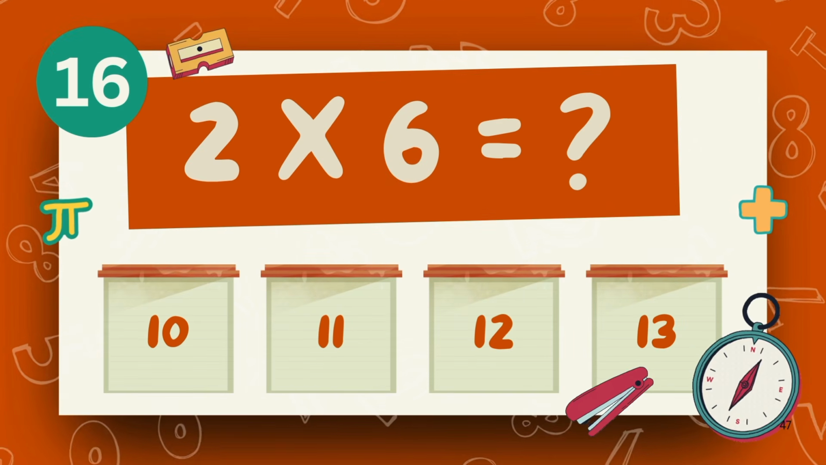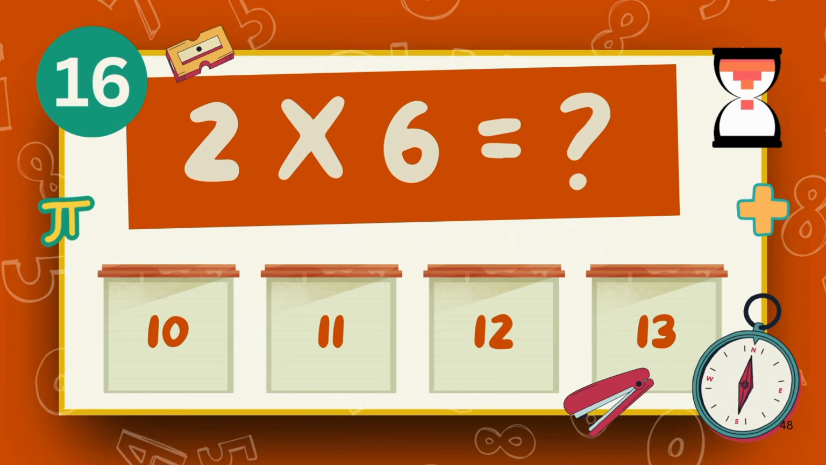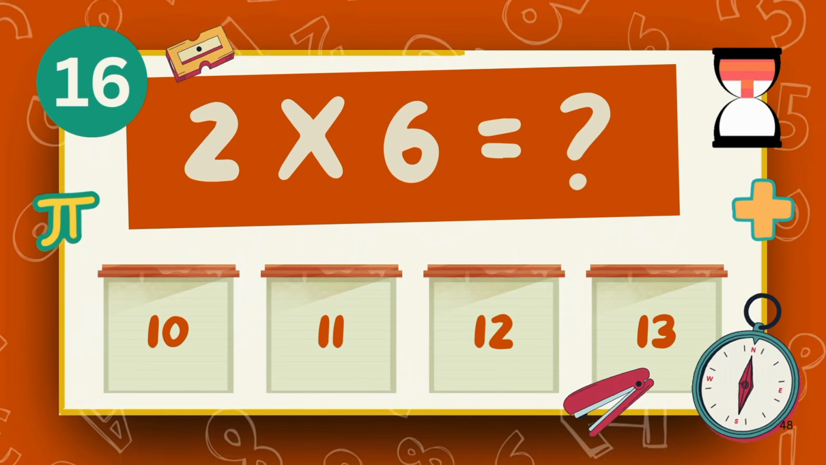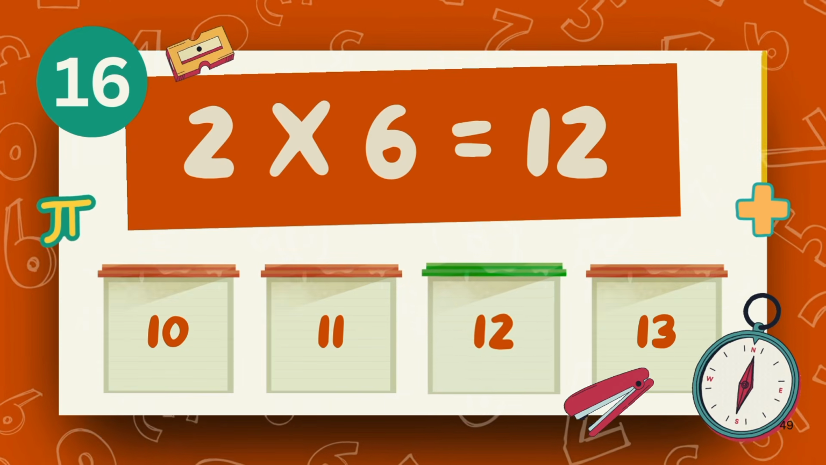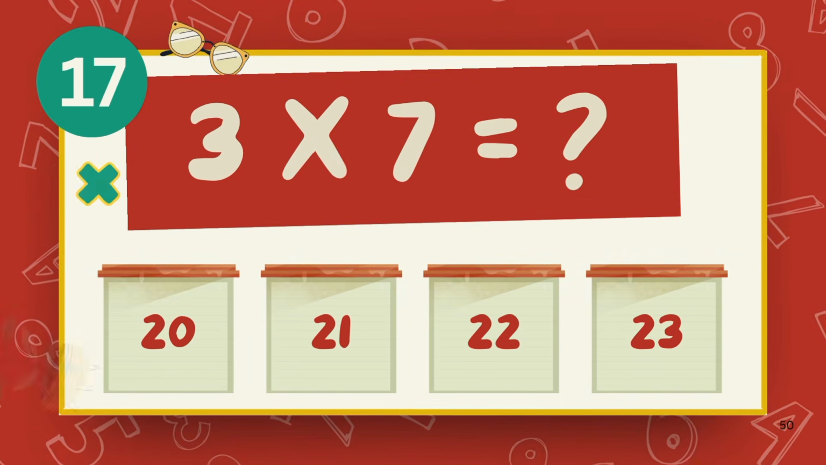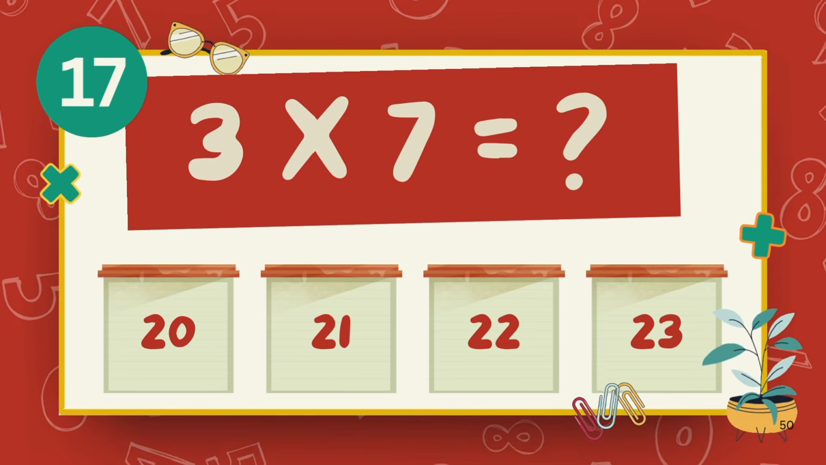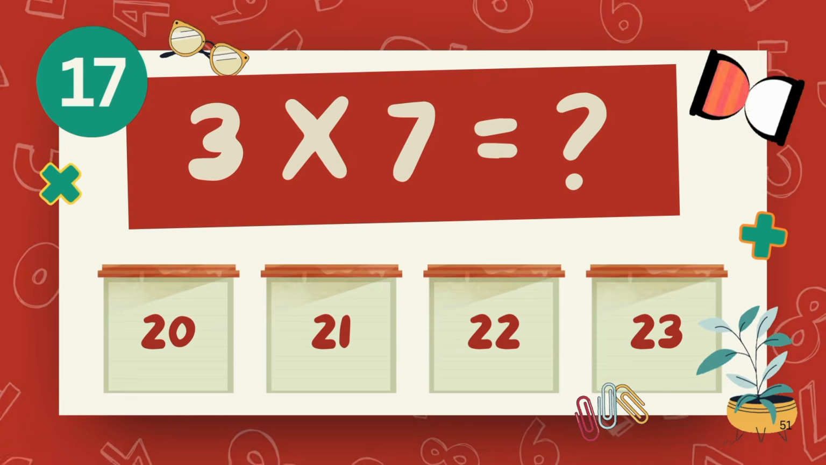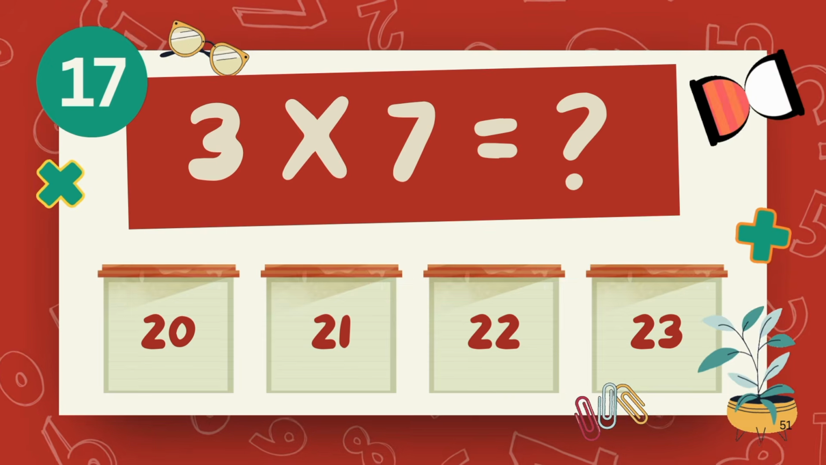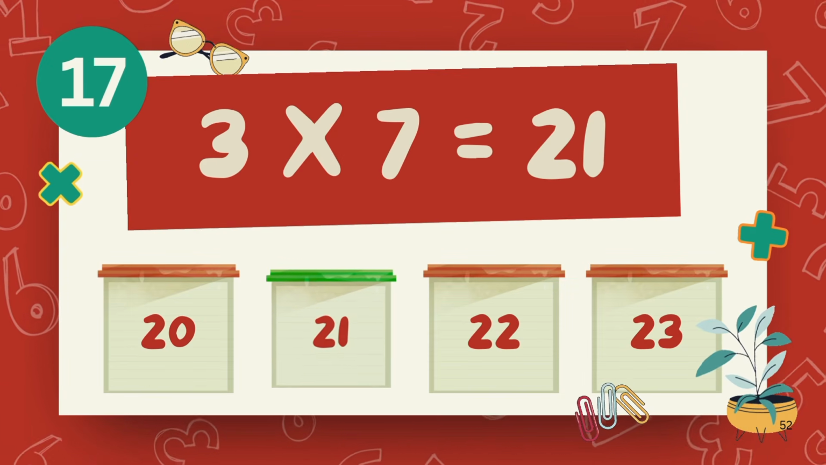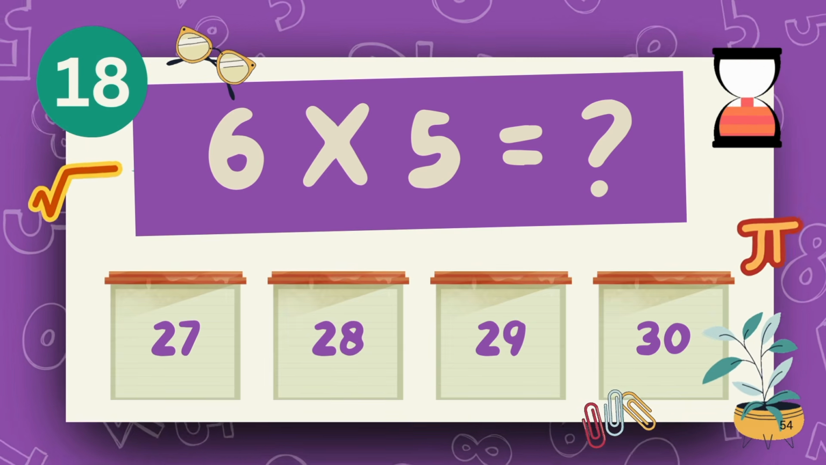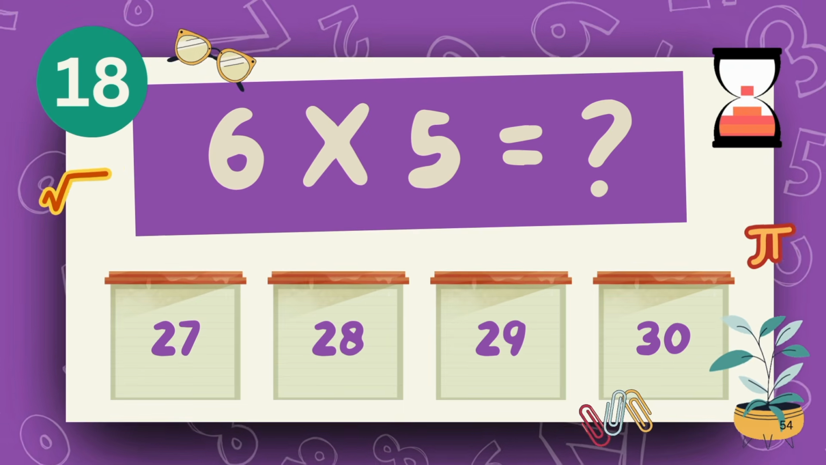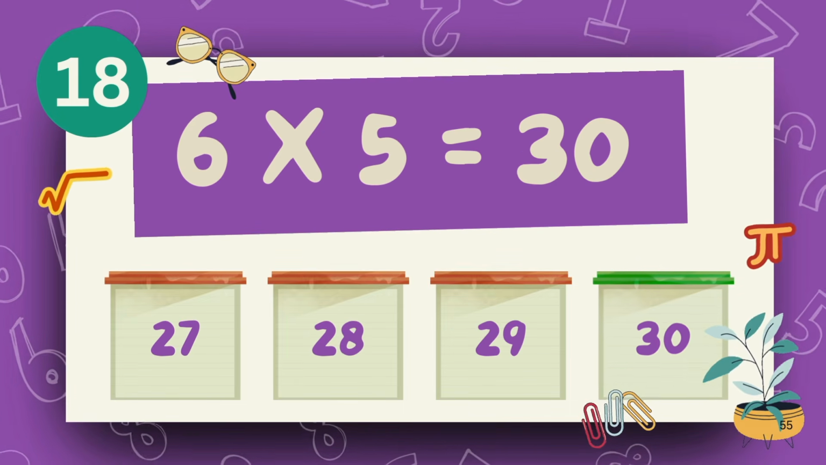What is 2 multiply 6? The answer is 12. What is 3 multiply 7? The answer is 21. What is 6 multiply 5? The answer is 30.